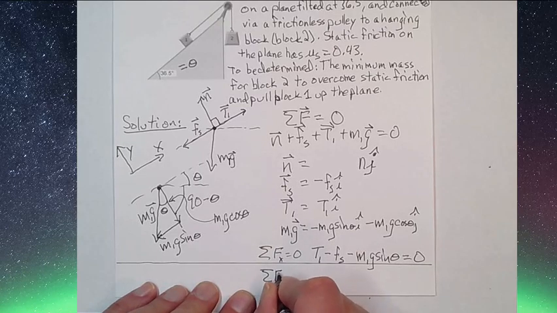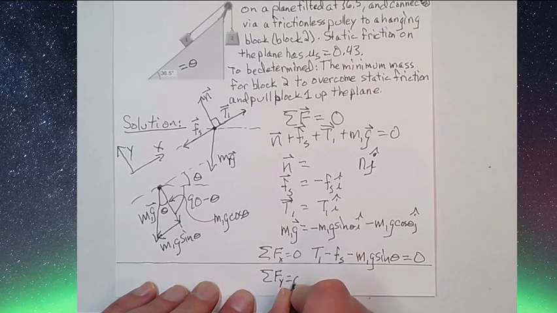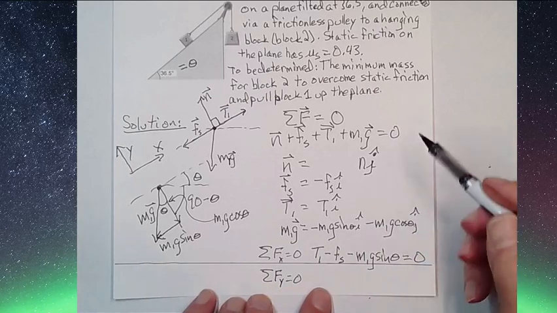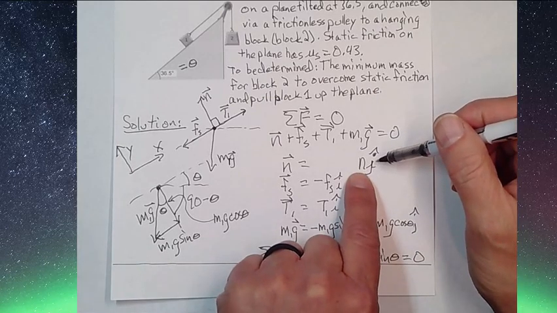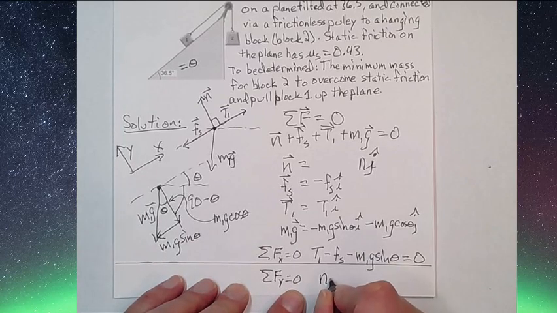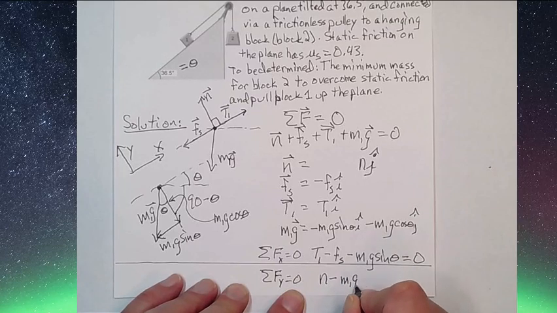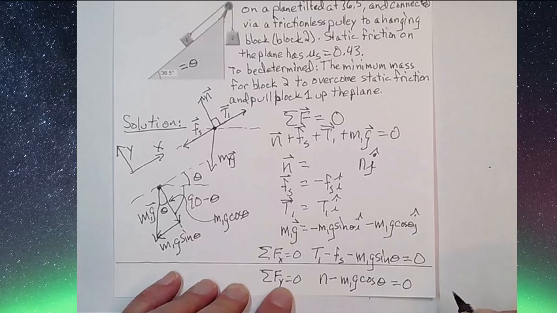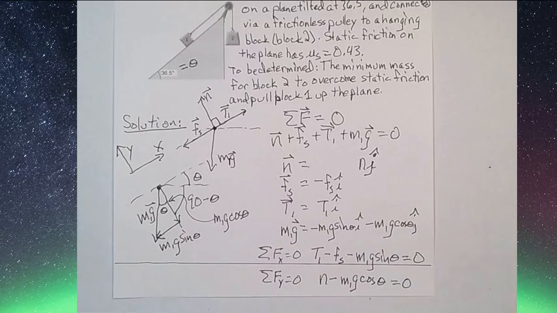The sum of the forces in the y direction are also going to equal 0. What have I got? There's a j hat one, and there's a j hat one. So I just have N minus m1g cosine theta is equal to 0. So that'll let me figure out what the normal force happens to be.